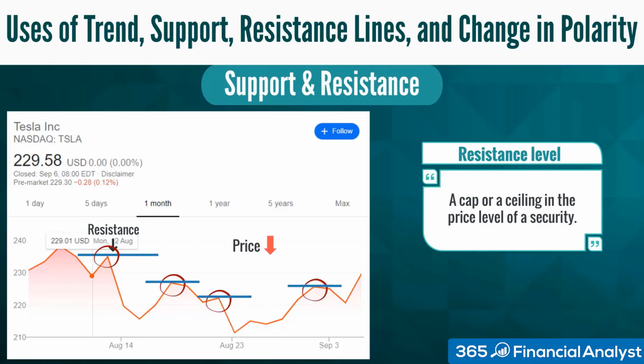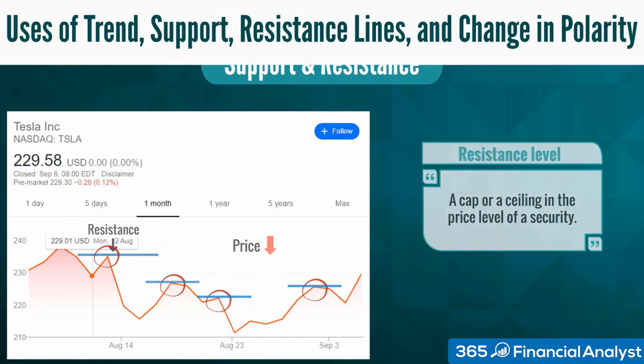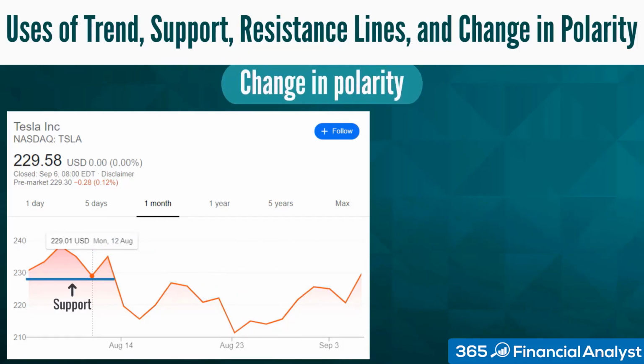All right, excellent. Another important principle of technical analysis is the change in polarity. This is the idea that once a support level is breached, it becomes a resistance level. If Tesla's stock prices had a support level at $230 that was breached, then $230 becomes the new resistance level, and vice versa. Quite interesting, isn't it?